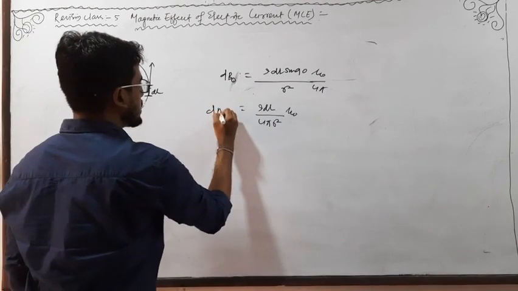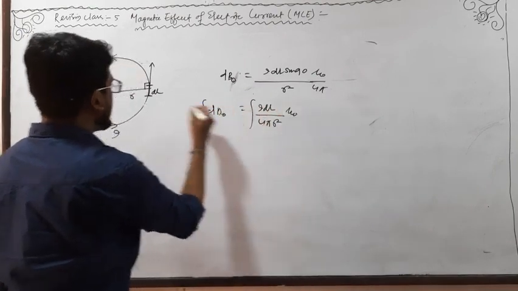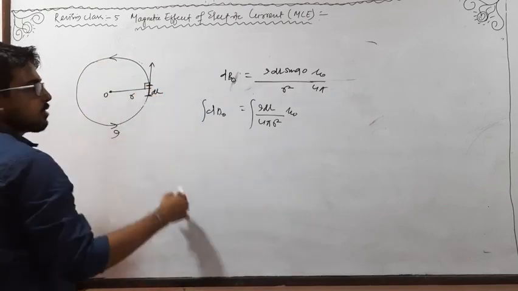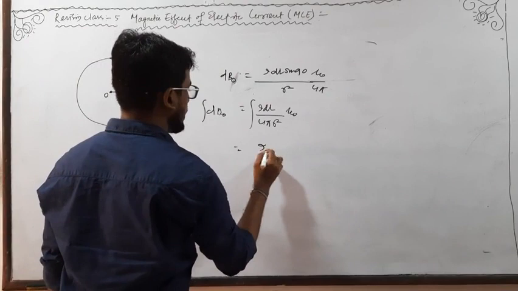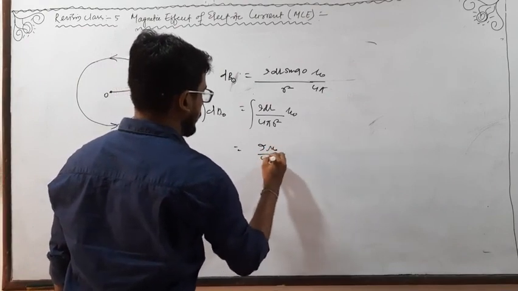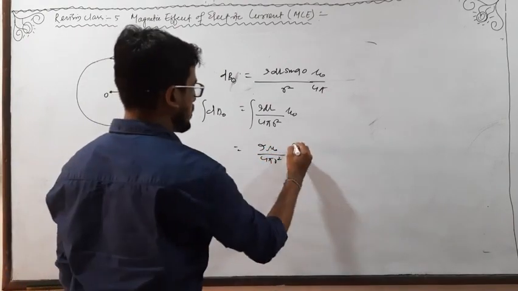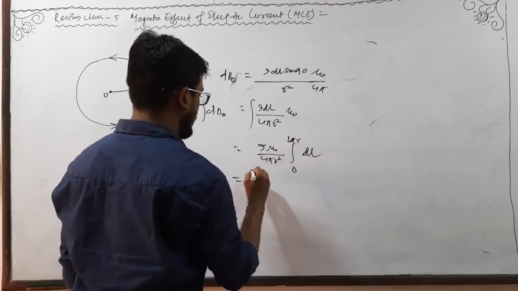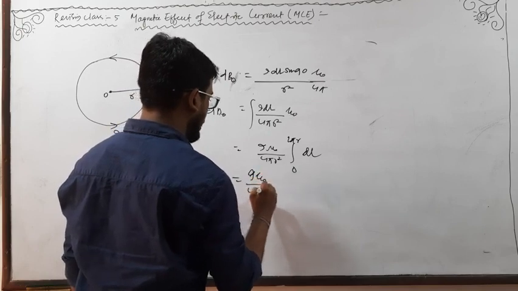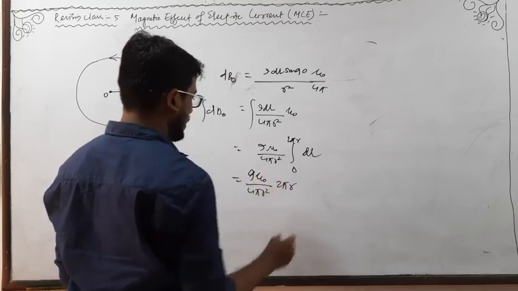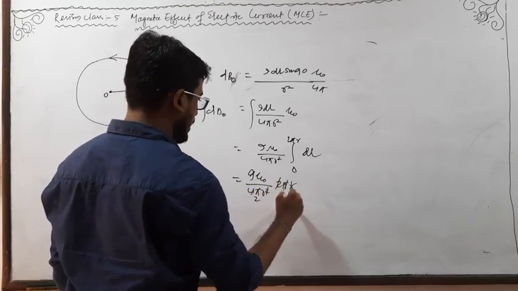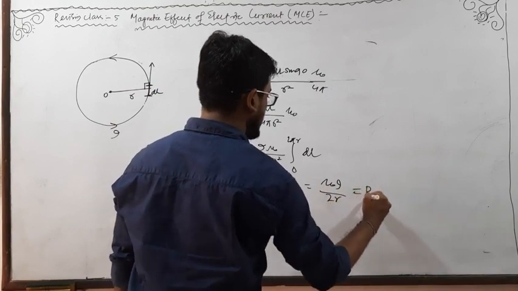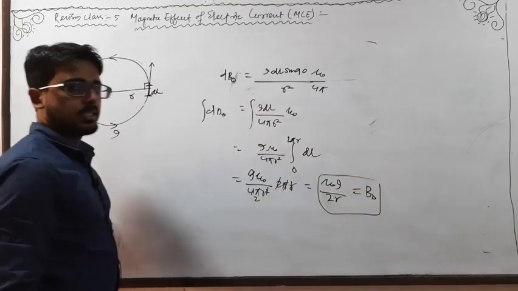So by integrating this, here dl is the variable. dl varies from 0 to the complete length of the ring, that is 2 pi r. So this will be I mu naught divided by 4 pi r square, taken as a common constant, integral from 0 to 2 pi r of dl. So this will become I mu naught by 4 pi r square into 2 pi r. So 2 pi will cancel, r will get cancelled. So it will be mu naught I divided by 2r. So this is the net magnetic field strength at the center.